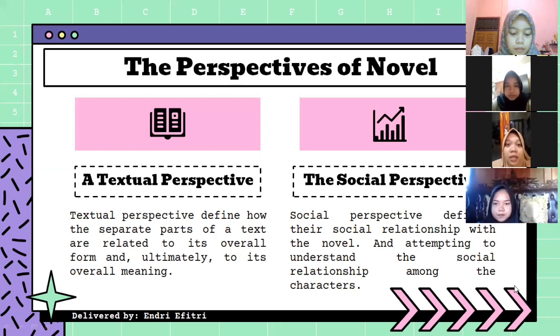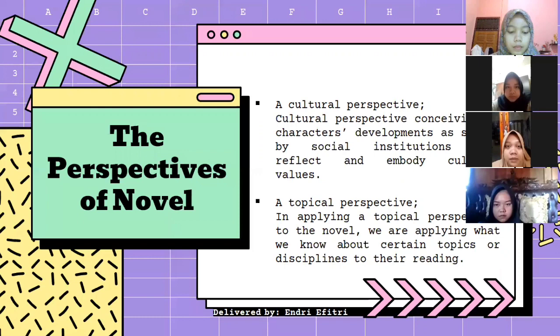And second, the social perspective. Social perspective defines the social relationship within the novel and attempts to understand the social relationships among the characters. Readers begin to think the thoughts of another person as their own thoughts, thoughts that are different from their usual way of thinking. Next, the third, a cultural perspective.